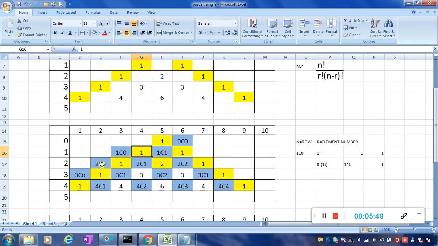2C0, again we got a 1. Now 2C1, how do we get a 2? Let's see 2C1.